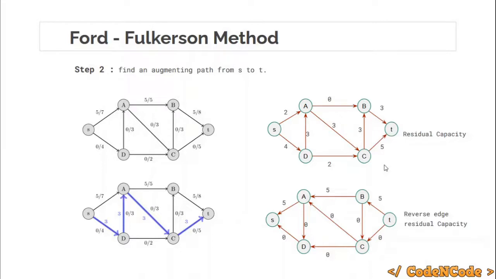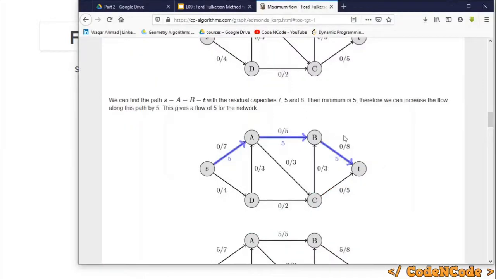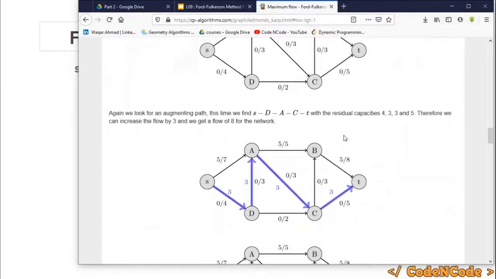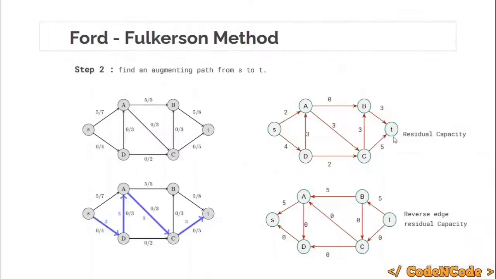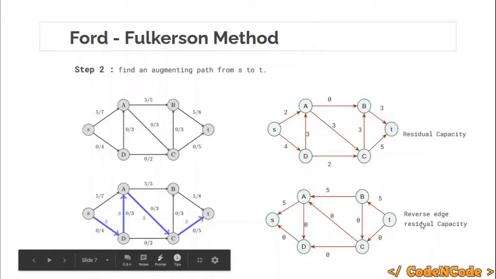It takes a lot of time, so I thought, why not just use the same example which is used here on cpalgorithm.com, because the example used is very good, because it represents the use of both the residual capacity graph and the reverse residual graph. So I thought, why not use that same example and save some time.